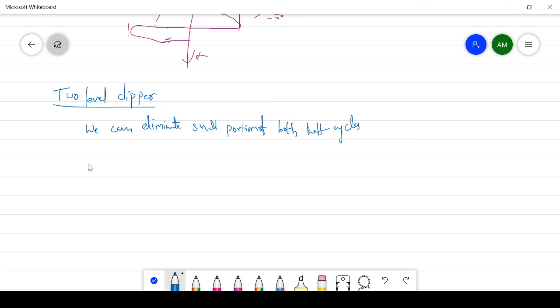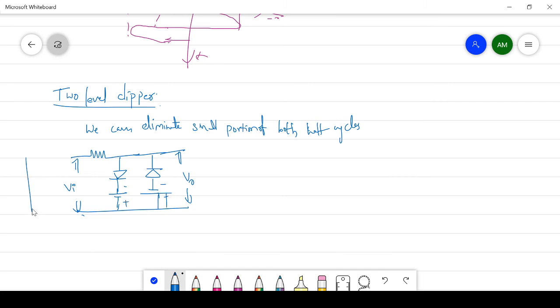Here we can use shunt biasing clippers. In this two level clipper we are using shunt biasing clippers, a shunt positive biasing and a shunt negative biasing clipper. So this is the two level clipper circuit. By using this circuit we can clip some small portion of both half cycles. The input signal is a sinusoidal input signal.